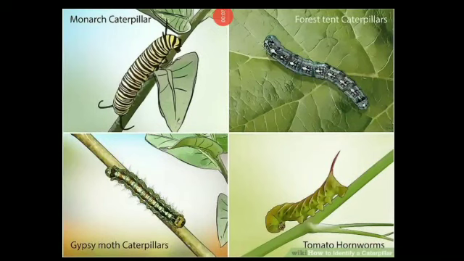Students, you can see in this picture various types of caterpillars. They are of different colors. Their bodies are also long. See, some caterpillars have hair on them. They are hairy.